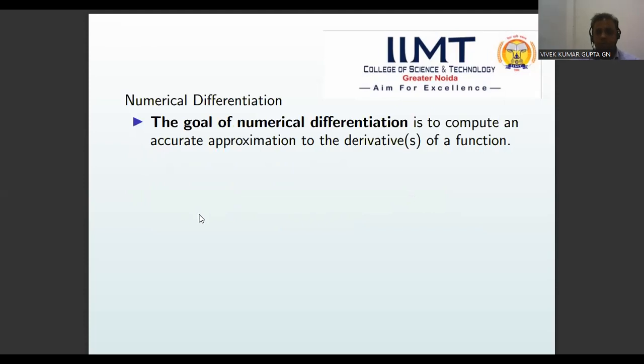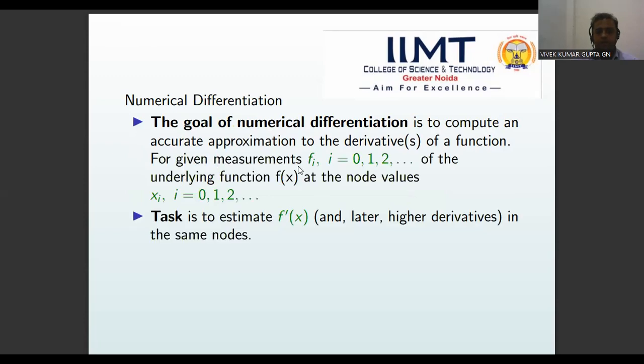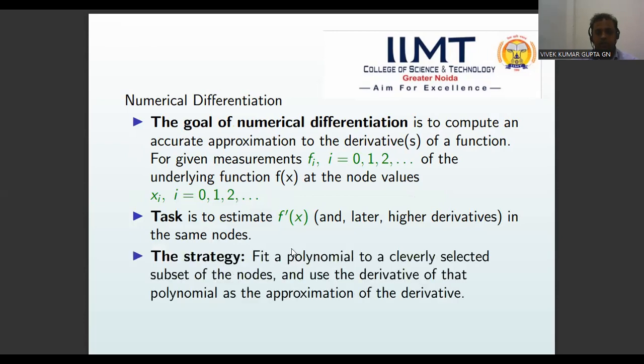So what is the goal of numerical differentiation? The goal of numerical differentiation is to compute an accurate approximation to the derivatives of a function for given measurements, which are in the form of tabulated data, of the underlying function f(x) at the node values. The task is to estimate f dash x, the first derivative, and later the higher derivatives at the same nodes. So what is the strategy?